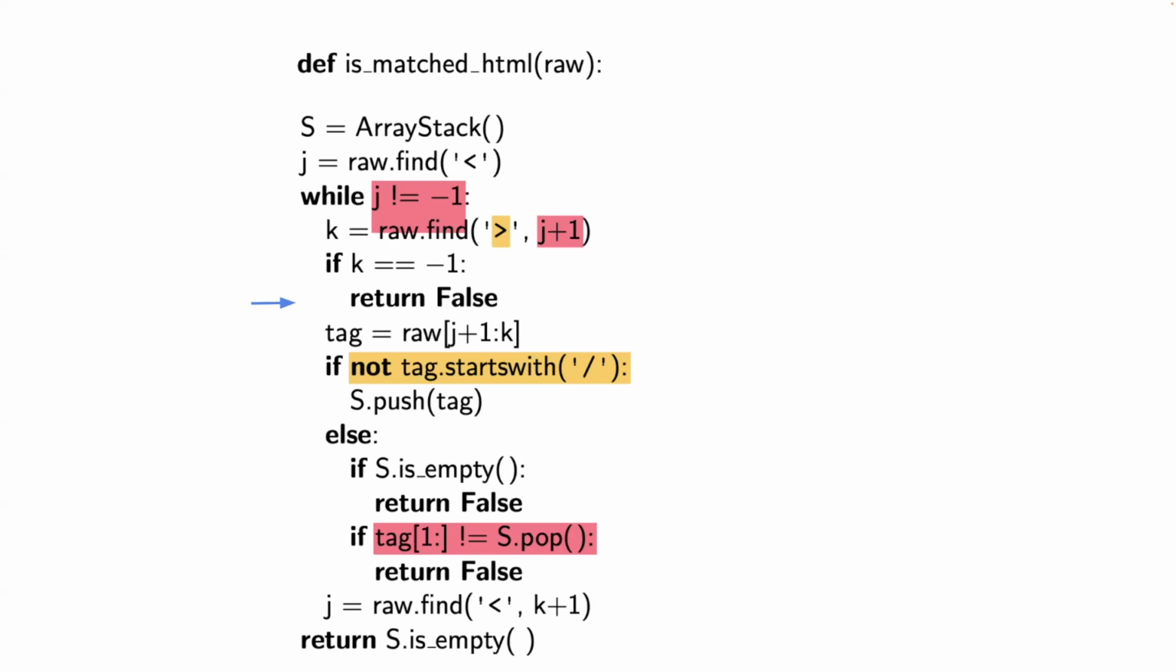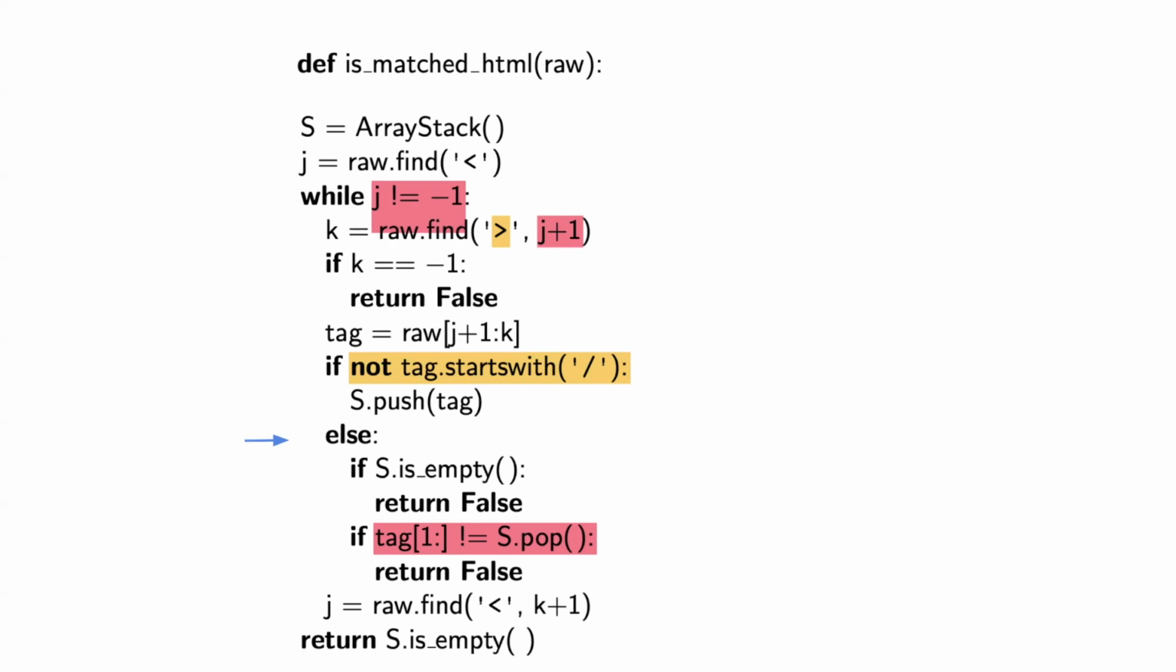But if it finds both, it extracts the tag name, like figuring out who left the footprints. Now, here's the twist. If the tag name doesn't start with a slash symbol, it's an opening tag, like finding the first suspect. So, it gets pushed onto the stack, like putting the suspect in a lineup.